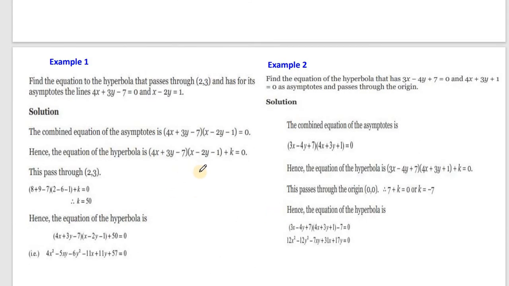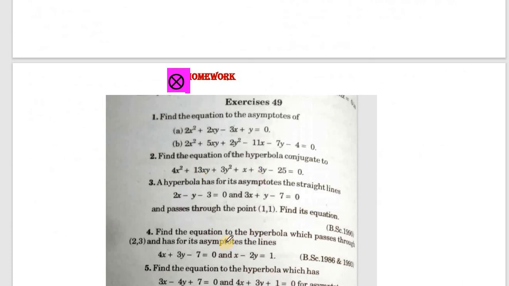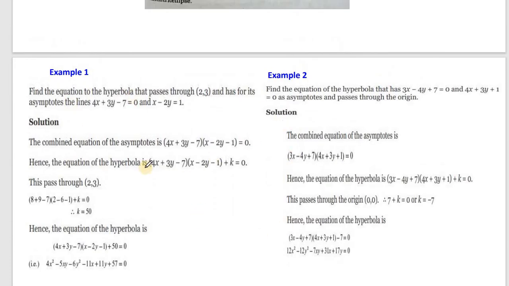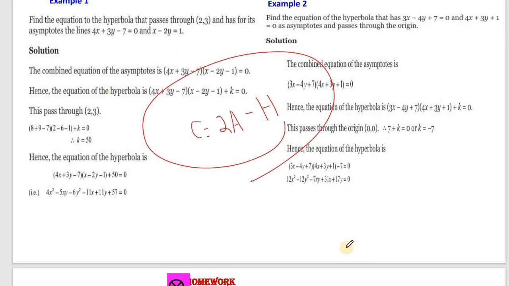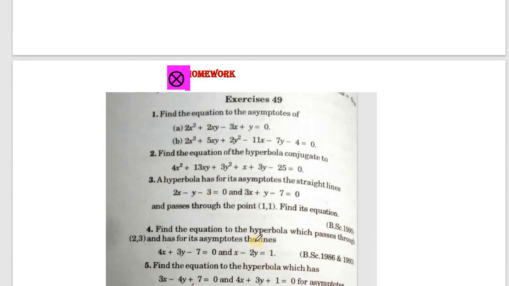Next one is given as homework, and in this you'll have to make use of the concepts of conjugate hyperbola, that is given by C is equal to 2a minus h. So it is this that should be used. If you haven't used it, then you will not get the answer. So these problems can be easily done.